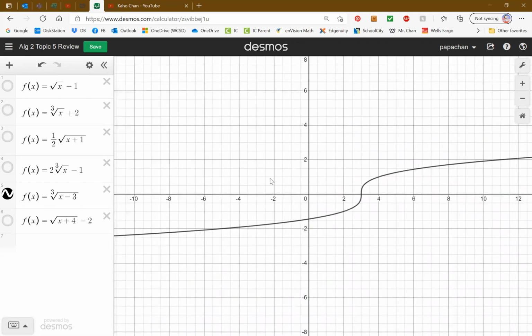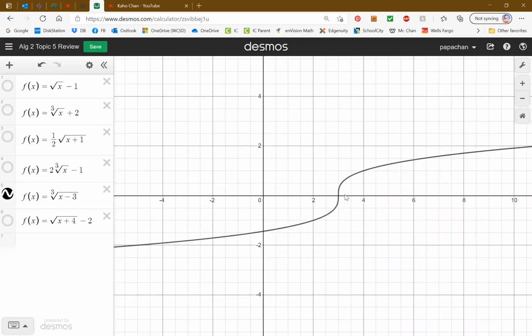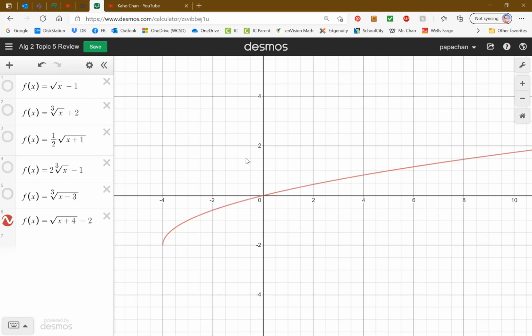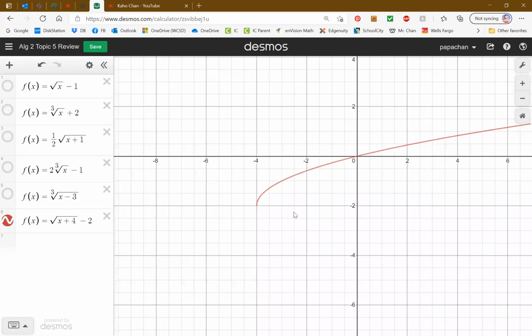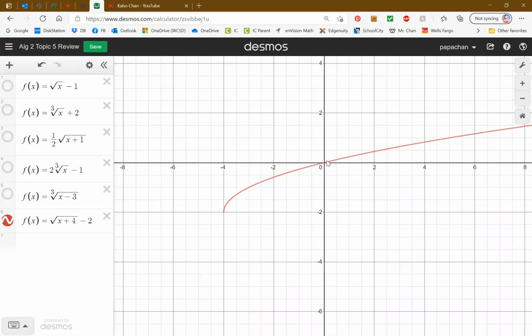Number 36, been shifted to the right 3 units. Definitely this cube root function. Domain range is all real numbers, and it's also still increasing from left to right. And finally, number 37, it's a square root function that's been shifted left 4, 2 down. And it's going to the right. It's increasing. And the domain is x is greater than or equal to -4, the h value. And the range is y is greater than or equal to -2, the k value.